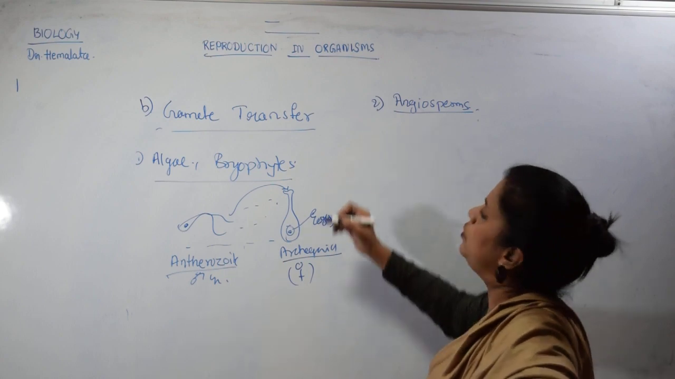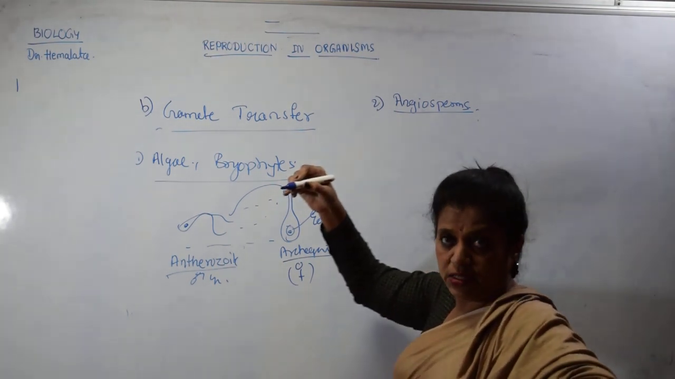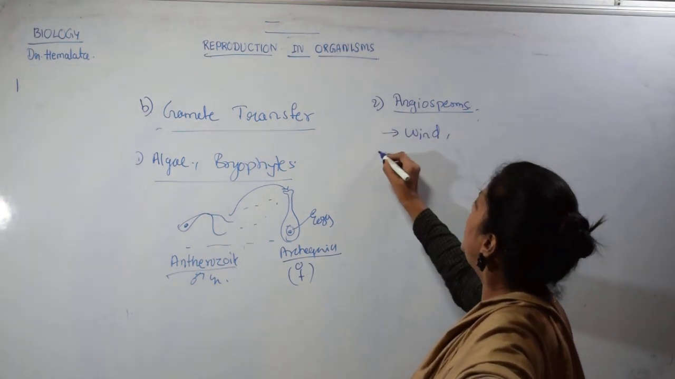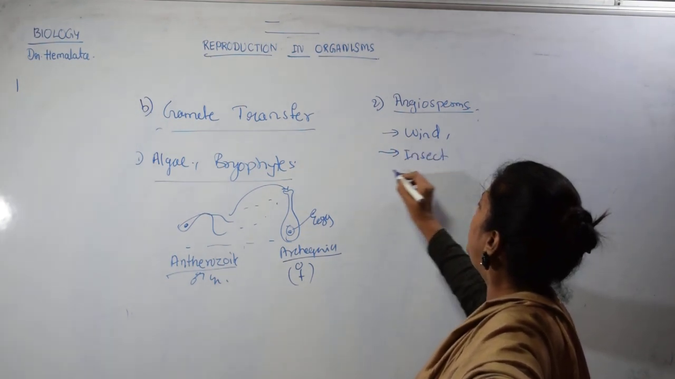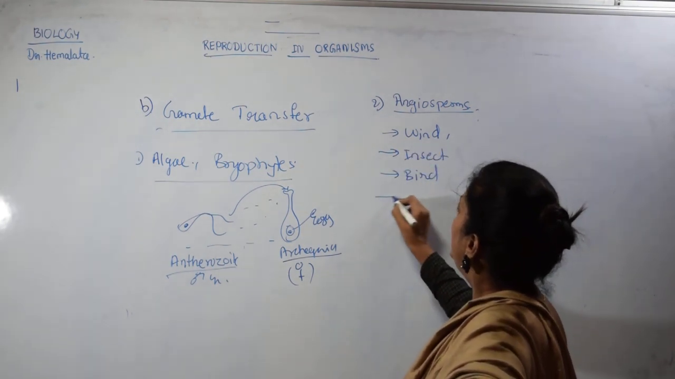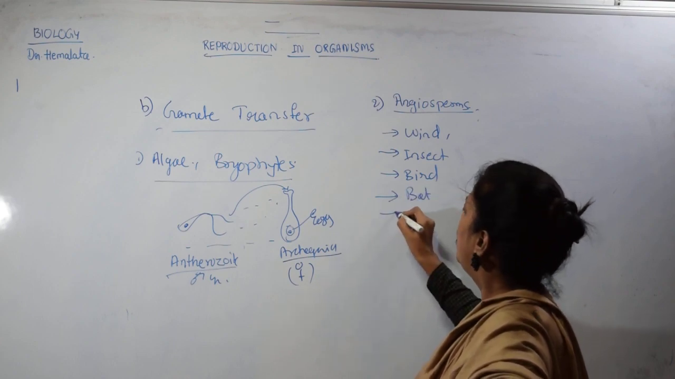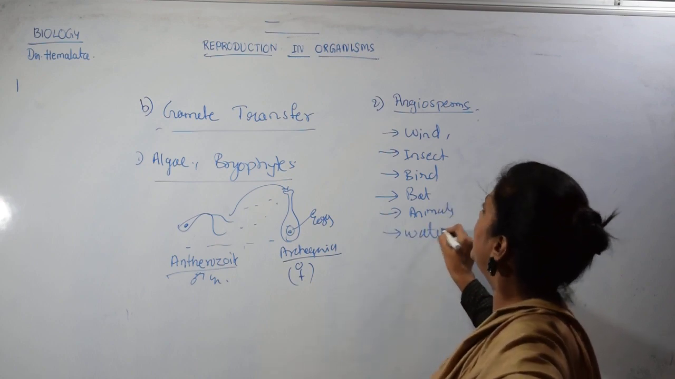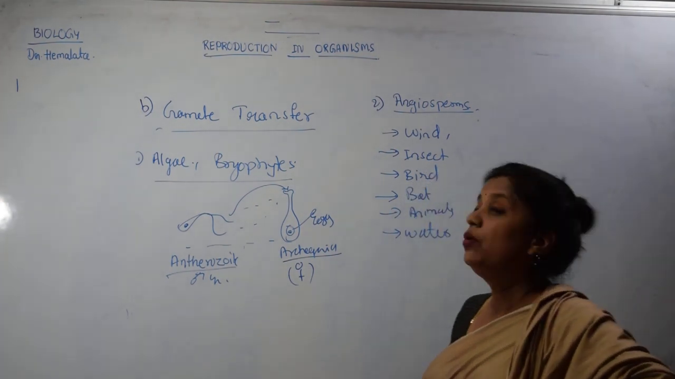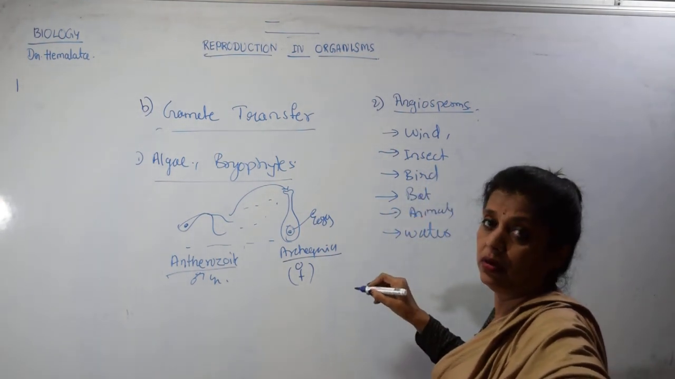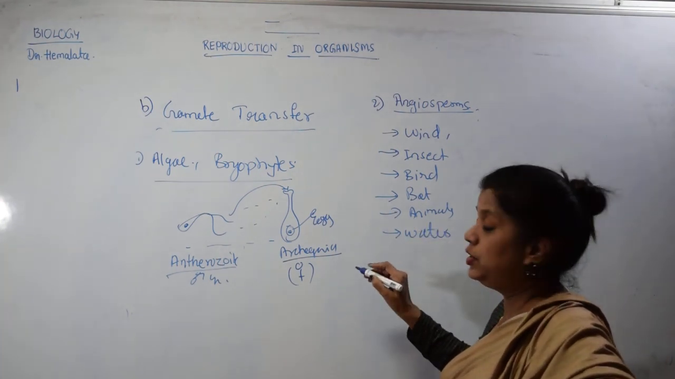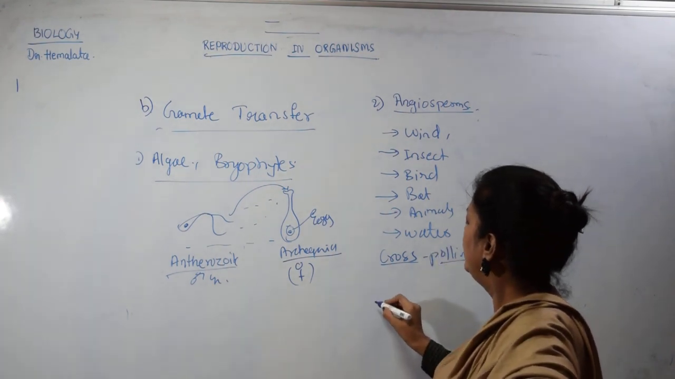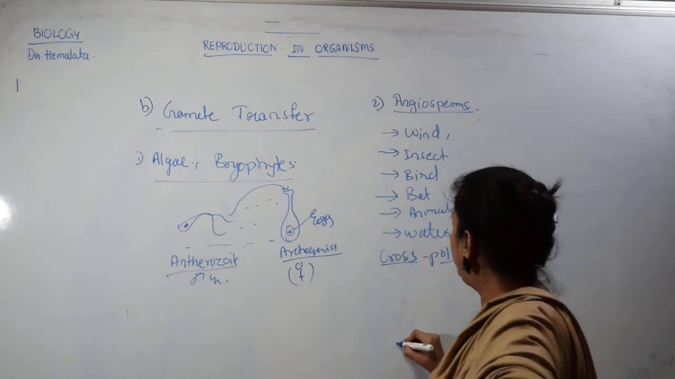Angiosperms you already know. There are a lot of various vectors through which the gametes are transferred. It may be either wind, or insects, or birds, bats, or animals, or water. They transfer pollen grains from anther to the stigma. Sometimes these all help in the transfer of pollen grain from anther to stigma during cross pollination. But in self pollination nothing is required. There will be just a transfer because they are present very near to each other.